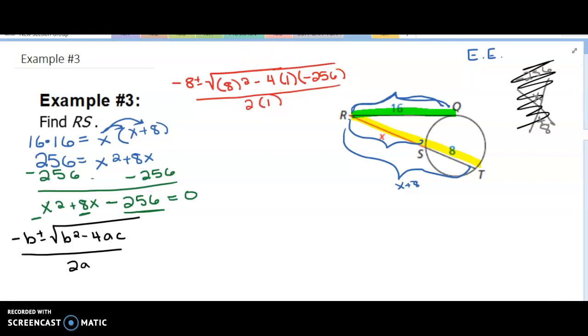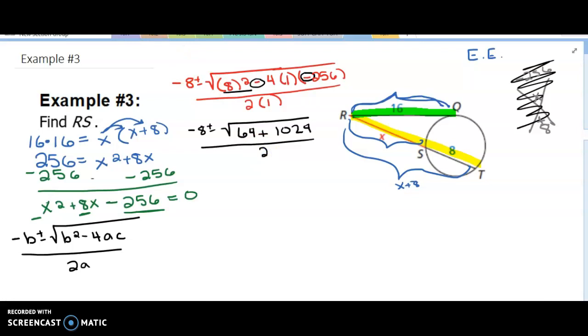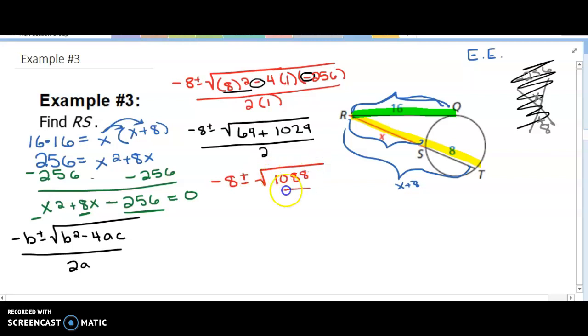Okay, now I'm slowly going to simplify this. So negative 8 plus or minus square root of 8 squared is 64. A minus and a minus makes a plus. So 256 times 4 gives us 1024 over 2. Okay, a little more now. Negative 8 plus or minus 64 plus 1024 is 1088 over 2.